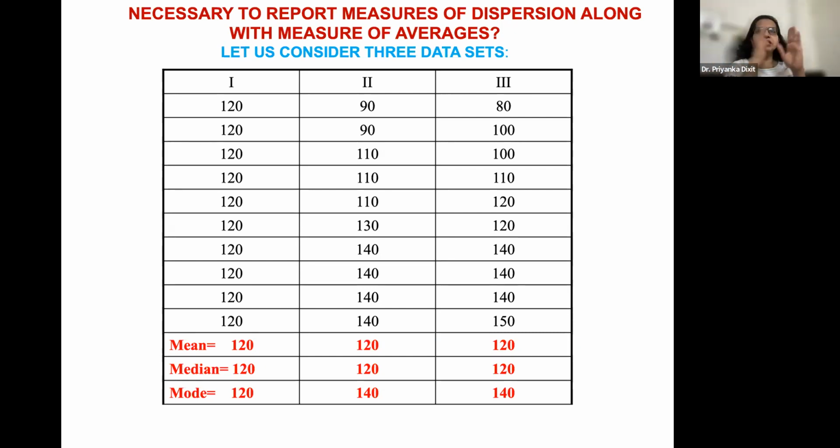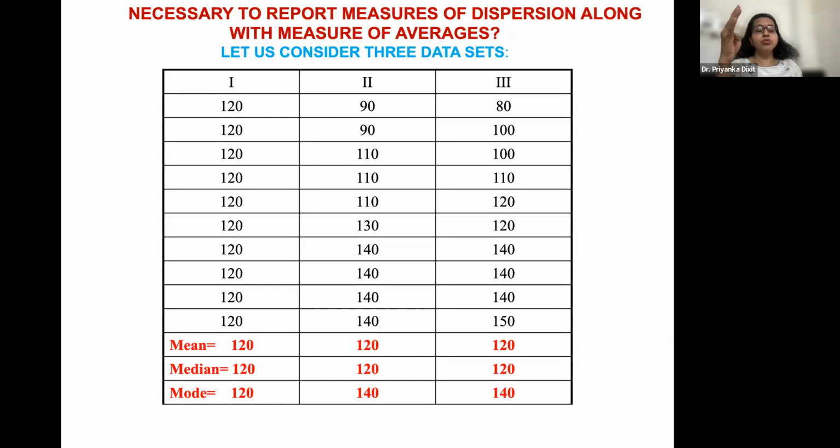We have three data sets. My responsibility is to describe the data sets. So how can I describe? I have to calculate the central tendency. So I have calculated mean, median, mode, and surprisingly, I found that the mean and median of all three data sets are the same. There are some changes in the mode, but mode is not that strong an indicator in statistics.